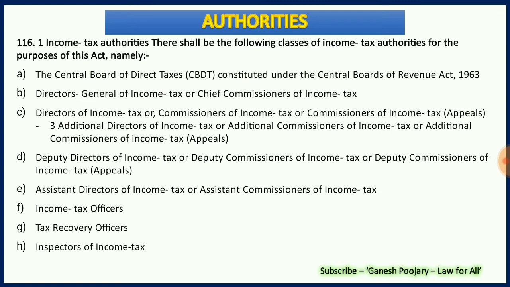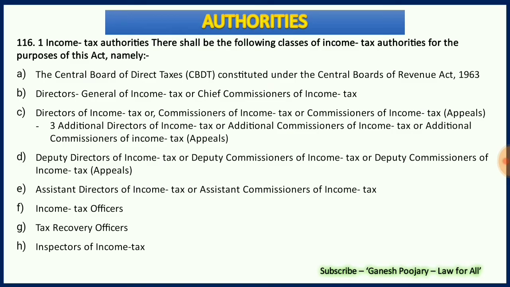Then there are different types of authorities. It may be Director General of Income Tax or Chief Commissioner of Income Tax. Then it will have Directors of Income Tax or Commissioners of Income Tax or Commissioners of Income Tax Appeals. Then there can be 3 additional directors for the same positions. Then there will be deputy directors for all 3 of them. Then there will be assistant directors of income tax or assistant commissioners of income tax.